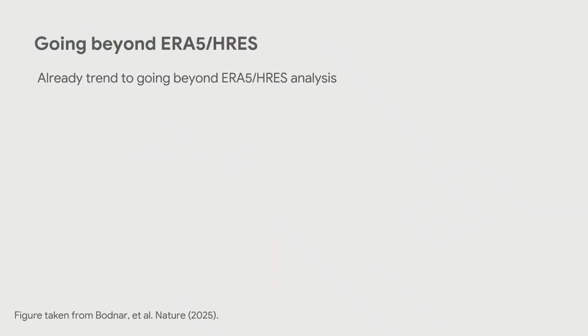Okay, so far, I've shown you a lot of models which have advanced the state of the art in medium range prediction. They've all trained on ERA5 analysis, and those that become operational on HRES analysis. So these are the single big data set historical recreation or best estimate of the weather. And already we're seeing a trend to go beyond just training on this single data set.